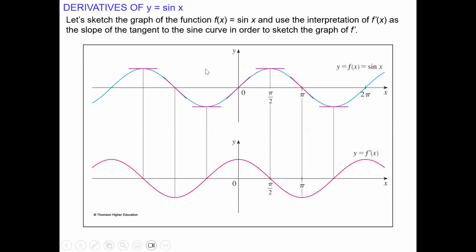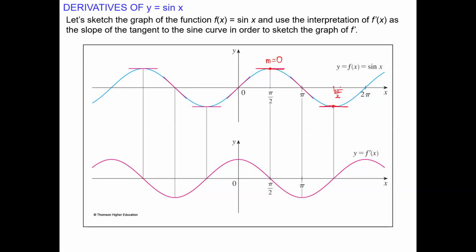You may notice I prepared everything. The blue curve is the curve of sine of x, and the horizontal lines are the tangent lines at these particular points. At pi over 2, we know that the function attains a local maximum, and then we have a horizontal tangent. Horizontal tangent means that the slope is 0. Another horizontal tangent will be at 3 pi over 2.